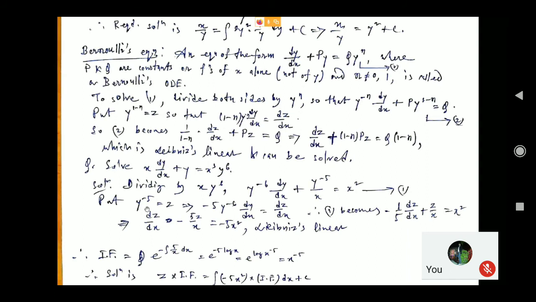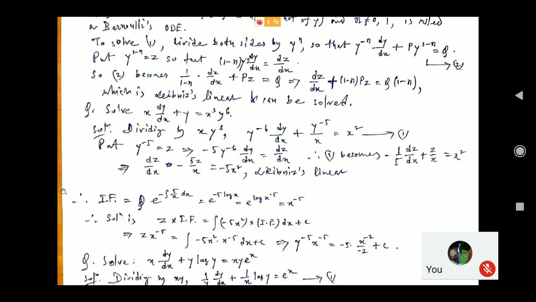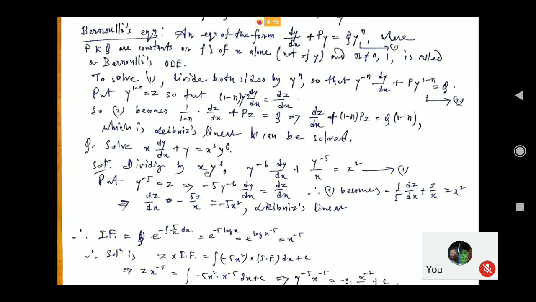Next, what we have done, we have put y to the power minus 5 equal to z, so that we get this expression. Then equation 1 has become like this, which is Leibniz's linear equation. If it is Leibniz's linear equation, then we can see the integrating factor is this, and then we can get the solution.